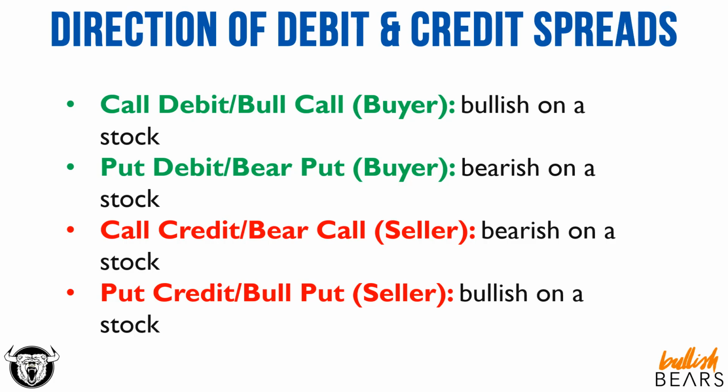If you hear put debit or bear put, you're also an options buyer and you're bearish on the stock. Now, when you go into credit spreads, you'll hear the term call credit spread or bear call. That's where you're an options seller and you would be bearish on the stock. And then when you hear the term put credit or bull put, you're an options seller and you're bullish on a stock. So you might want to take a screenshot of this and look it over, because it takes some time to absorb this, especially if you're new.